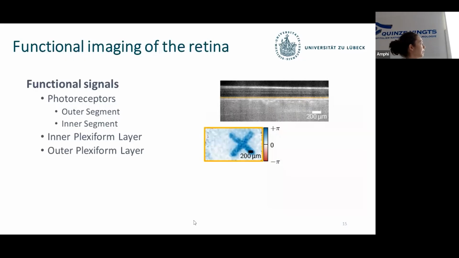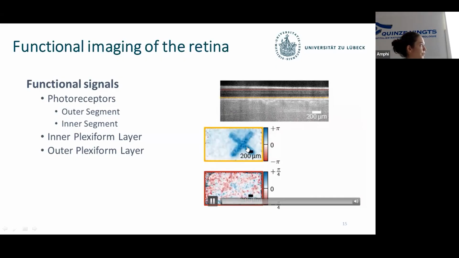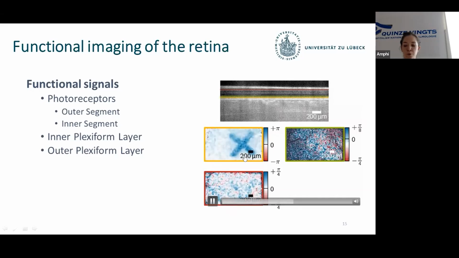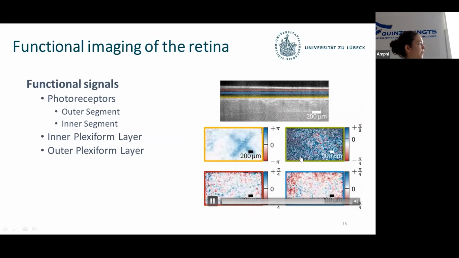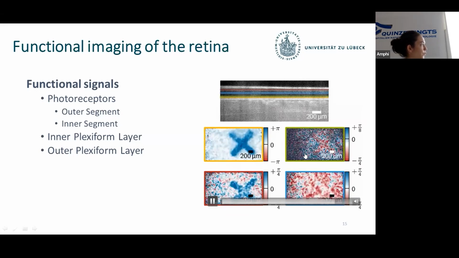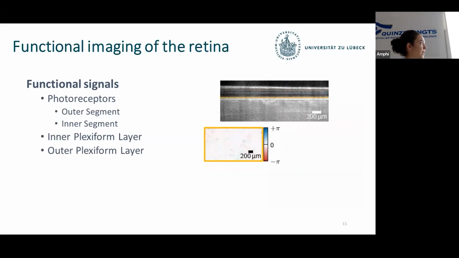We started by having a look at the photoreceptor outer segment. Here we stimulated our retina with an X-shaped pattern, and we observed an increase of the optical path length in the photoreceptor cells, but we can also go into other depths of the same measurement, for example here in the inner plexiform layer and the inner segment of the photoreceptor cells, or the outer plexiform layer.